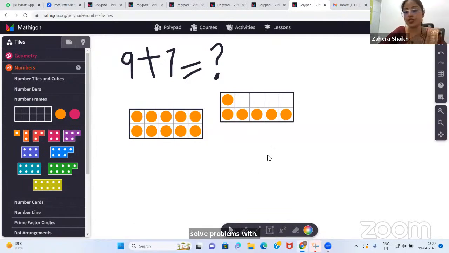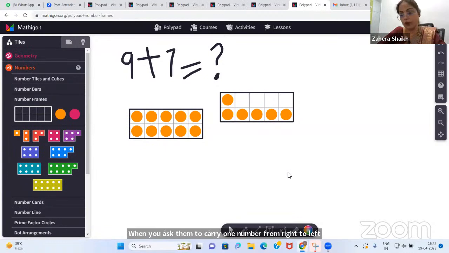Because they have a lot of questions when you ask them to carry one number from right to left place value, or just borrow from left to right. They have a lot of questions about that, right? And when we ask the students to solve any question, we have a habit of asking for the answer. What is the answer of this, right? Can you just tell me the correct answer?